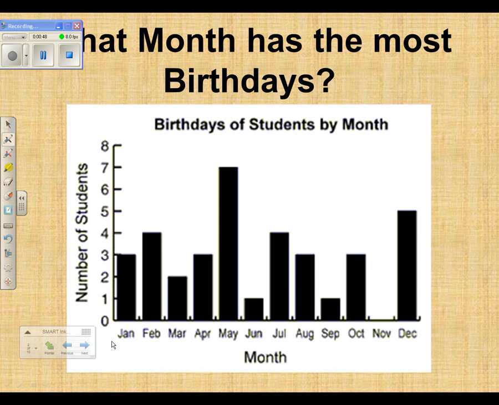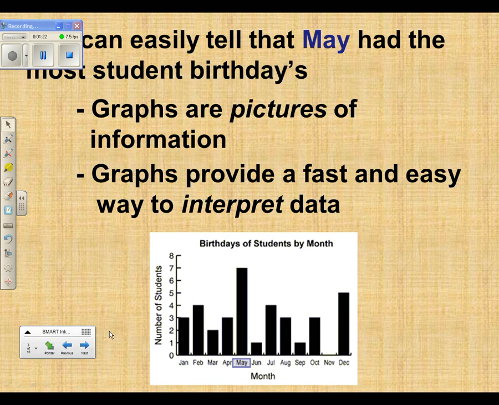You can tell by the title of the graph, birthdays of students by month, deals with the number of students, which is located on the y-axis, and the different months of the year. So looking at this bar graph, we can conclude that the month of May has the most birthdays, with a total number of 7 students having birthdays in the month of May, which is the most per month. You can easily tell that May had the most students' birthdays.